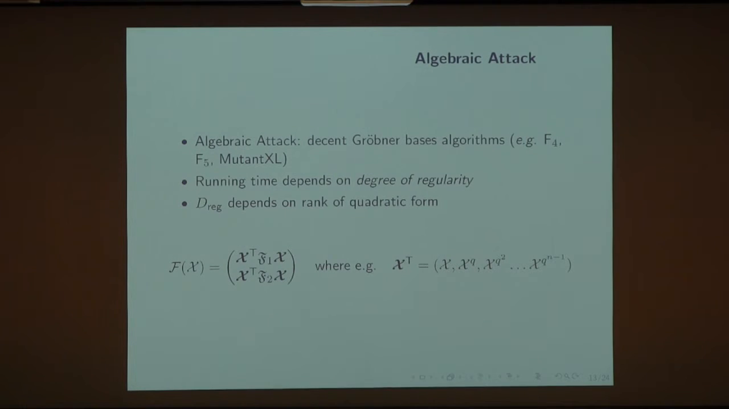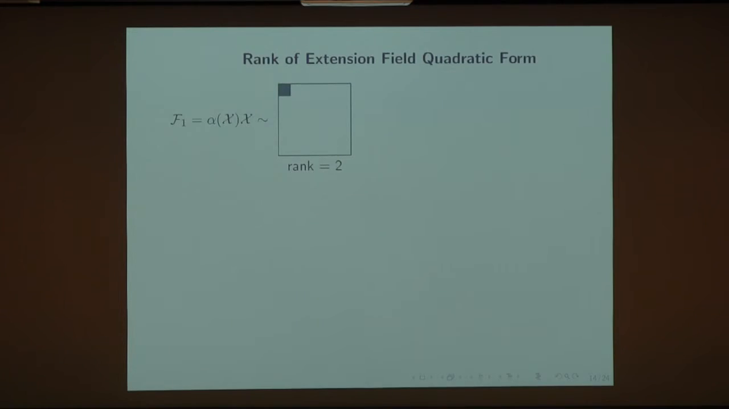And it so happens that the degree of regularity is linked to the rank of the quadratic form of the extension field description of the map. So if we associate with the extension field indeterminate x this vector, x, x to the power q, x to the power q squared, and so on, then we can describe the secret map, or the public map for that matter, as a pair of quadratic forms. And the rank of these matrices is linked to the degree of regularity.